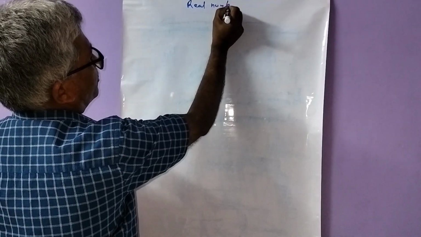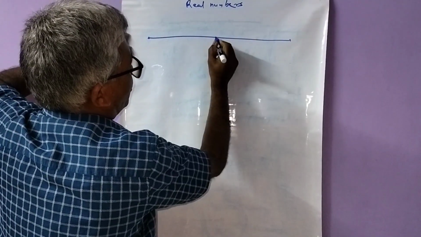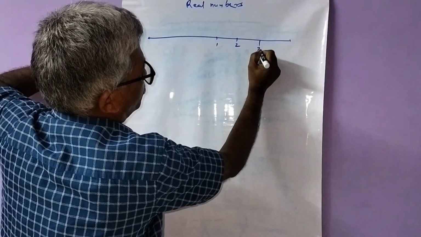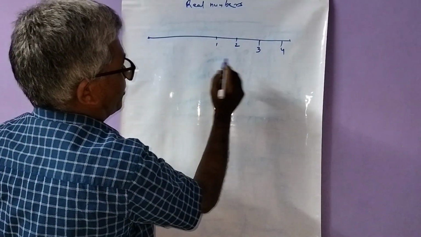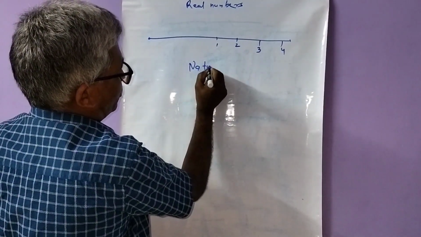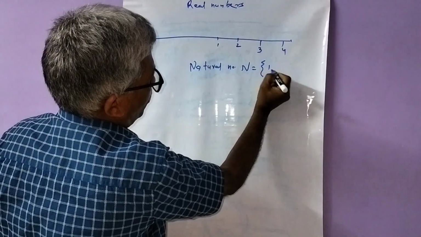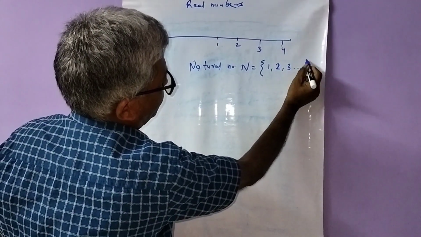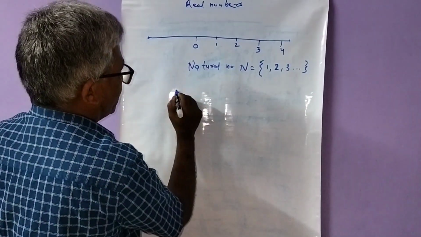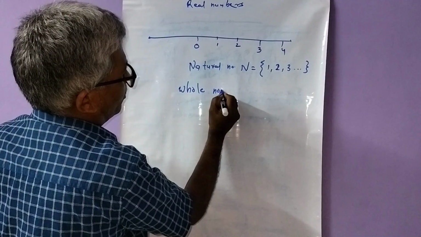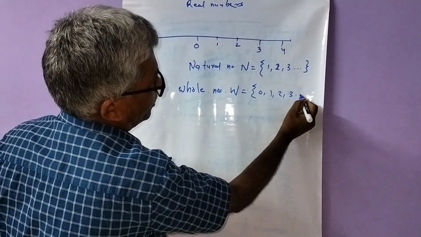Real numbers. If you take a number line and mark 1, 2, 3, 4, etc. on this number line, if we collect all these numbers in a bracket, these are called natural numbers and are denoted by N as 1, 2, 3, etc. If we add 0 to this and collect along with this 0, these are called whole numbers and are denoted by W equals 0, 1, 2, 3, etc.